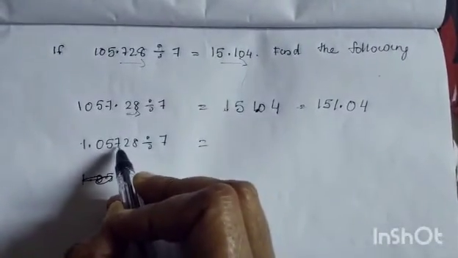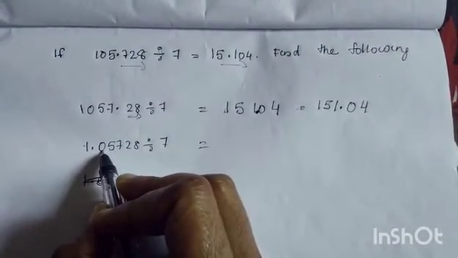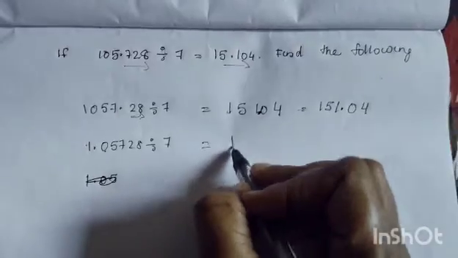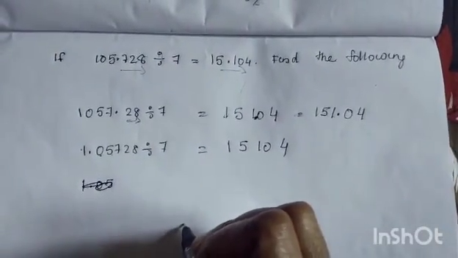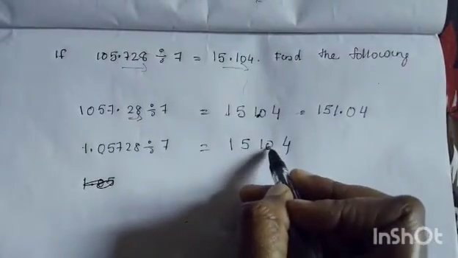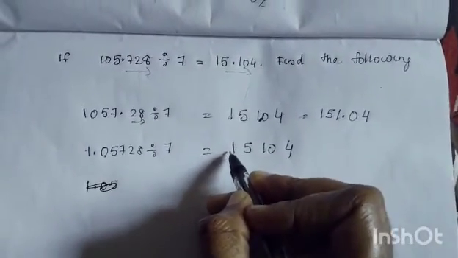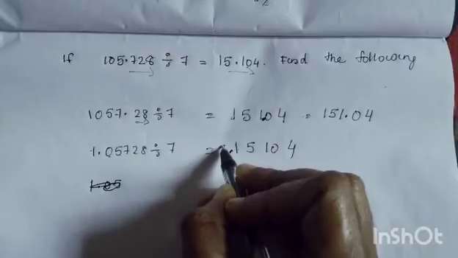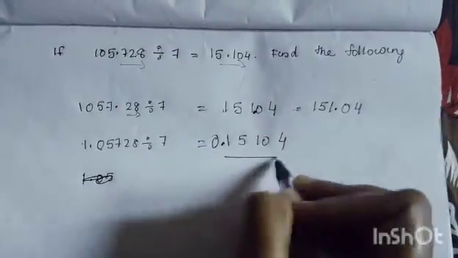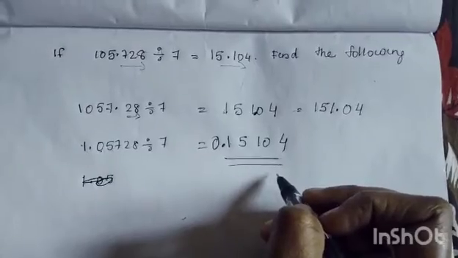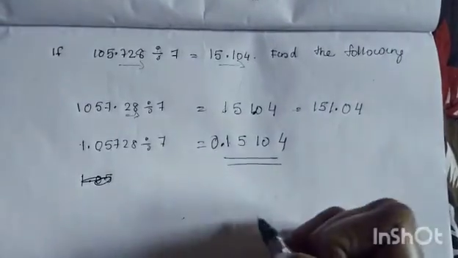Next one. 1, 2, 3, 4, 5. Here 5 decimals are there. Just write the answer. Then we want to make 5 decimal places. 1, 2, 3, 4, 5. So just put the decimal here. 0.15104 is the answer. Without dividing, we can find out the result.